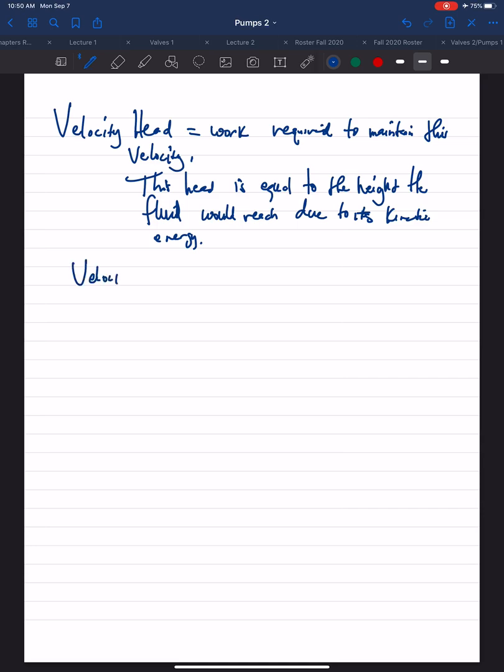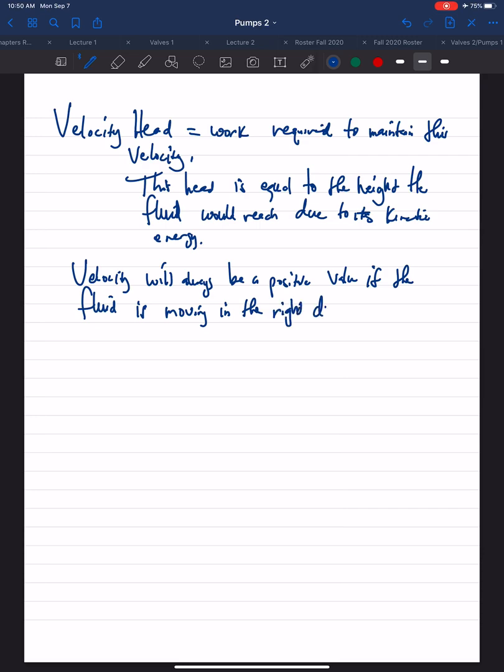The velocity head will always be a positive value if the fluid is moving in the right direction through the pump.